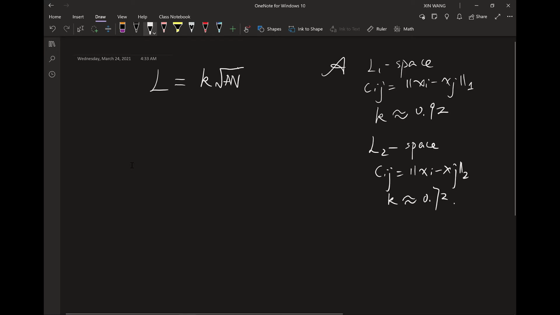Okay, so let's show why we can have this result. We assume that the shape of the market area is just a square. We will discuss the impact of the shape later.